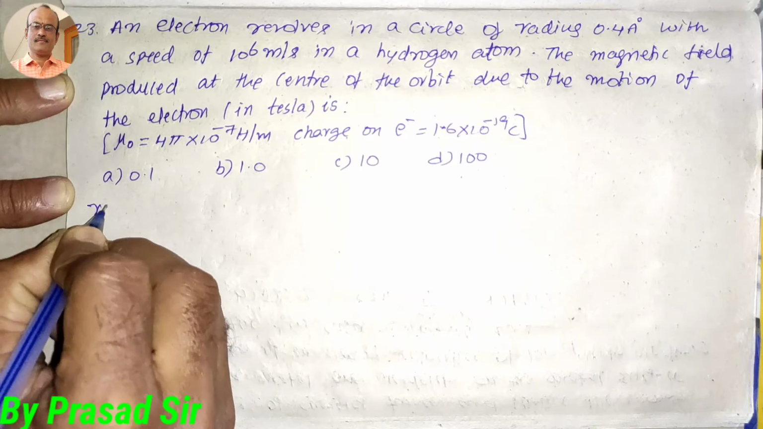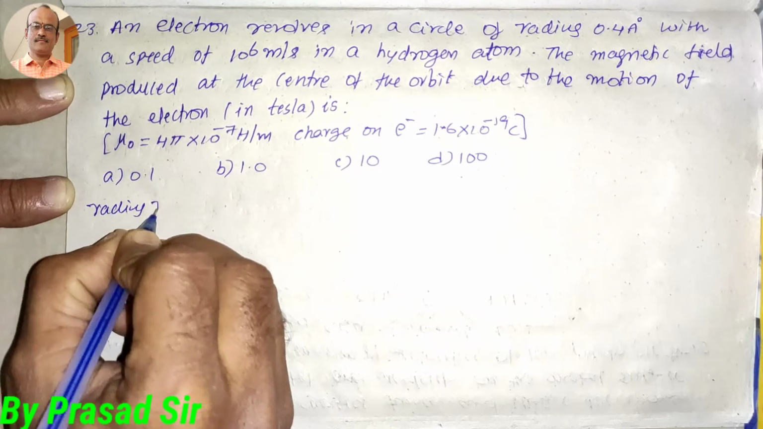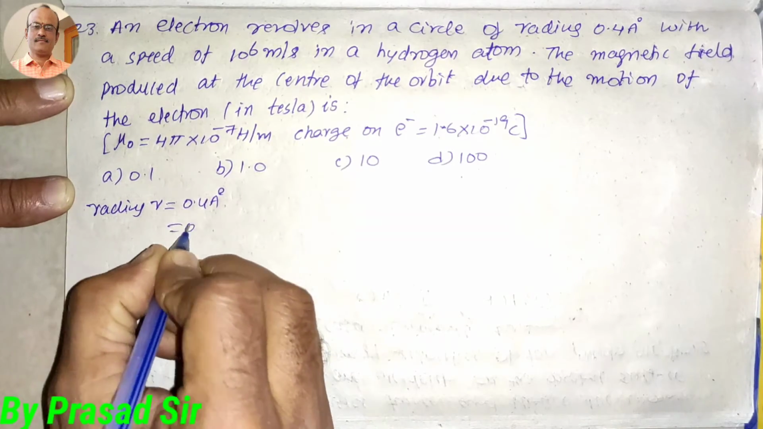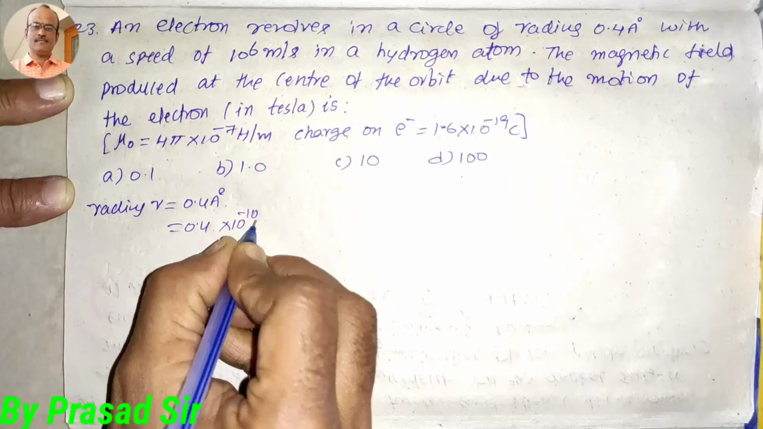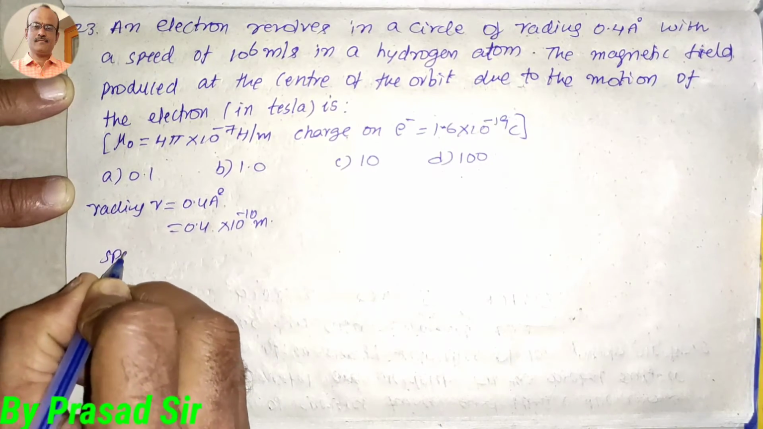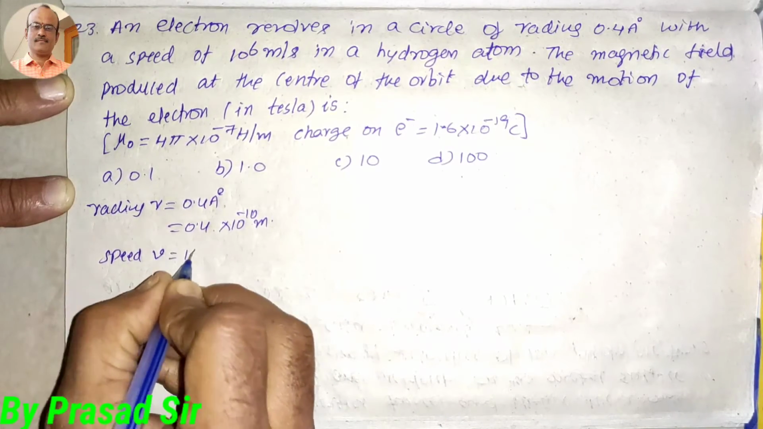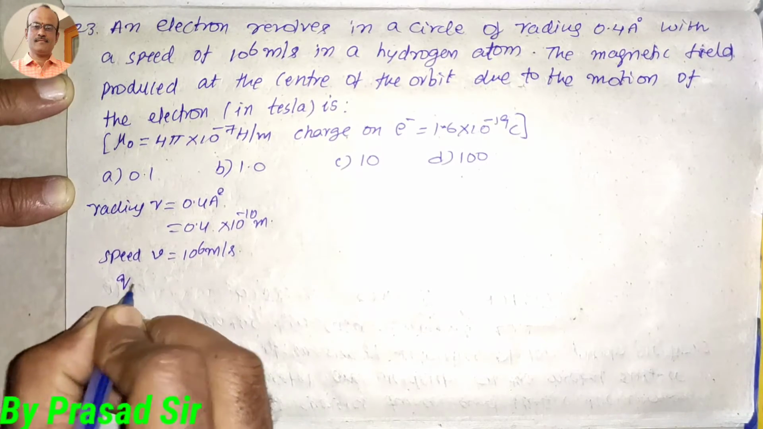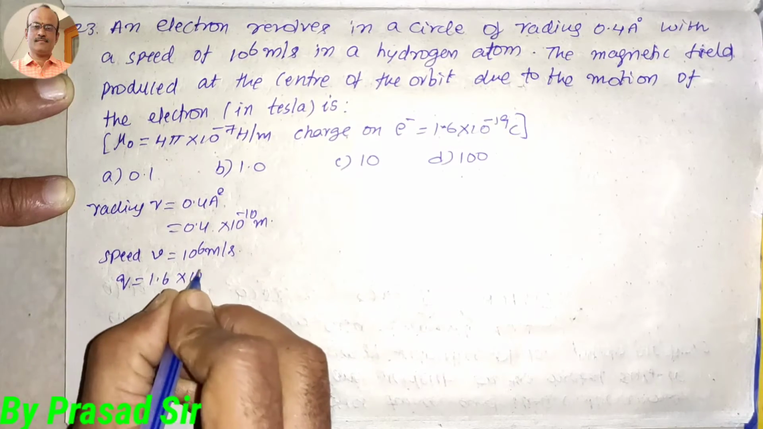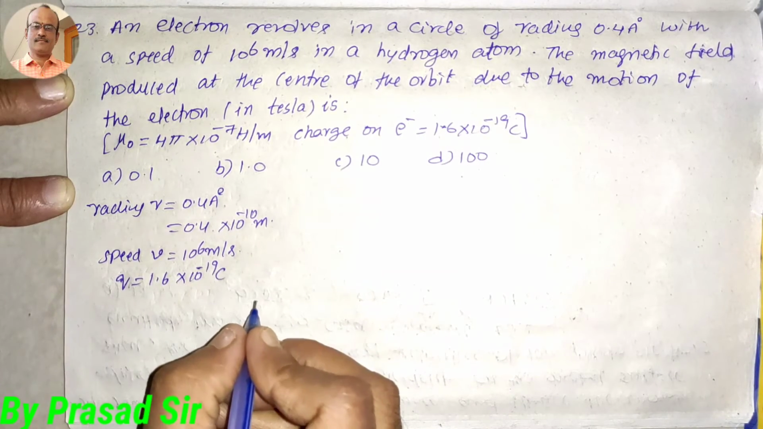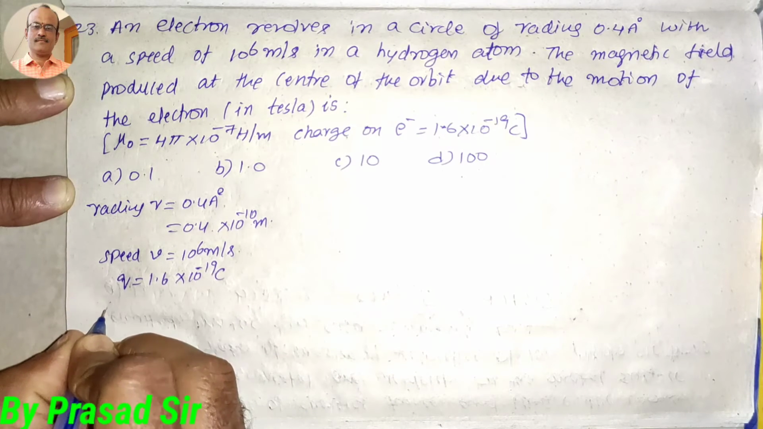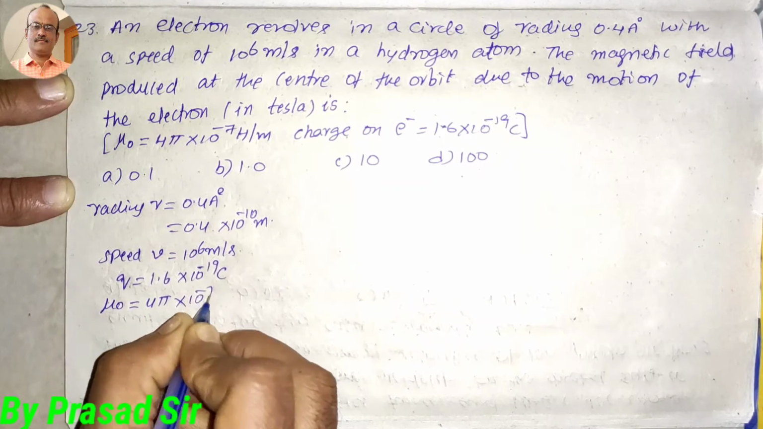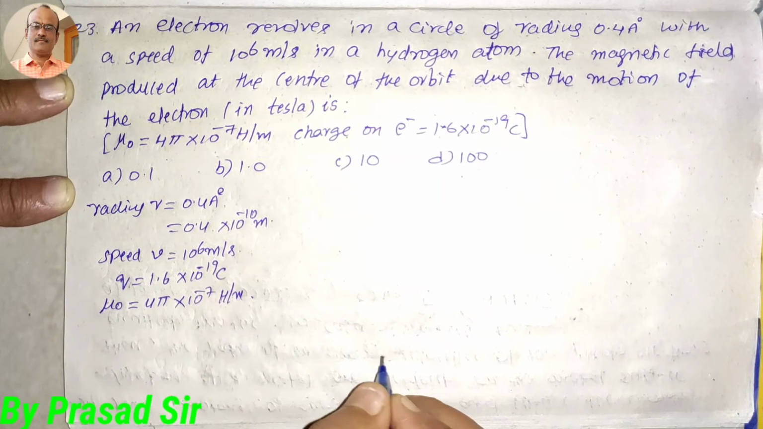So first of all, what are the given values we will write? Here the radius of the orbit r is equal to 0.4 angstrom units, so 0.4 into 10 to the power of minus 10 meters. Afterwards they gave speed v equal to 10 to the power of 6 meters per second, charge on electron q equal to 1.6 into 10 to the power of minus 19 coulombs, and also the permeability mu naught is equal to 4 pi into 10 to the power of minus 7 Henry per meter.